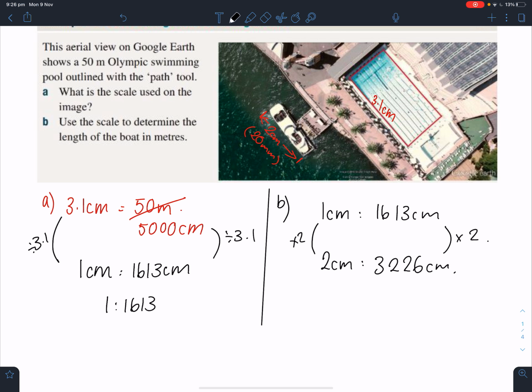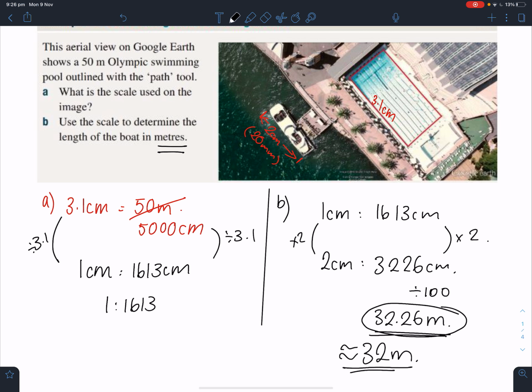So I get 3,226 centimeters. Now they want it in meters, so I'm going to have to divide by 100, and I'll get 32.26 meters. When they say they want the boat in meters, they want you to round to the nearest meter, so 32 meters. However, to be safe in an exam, particularly if I was unsure and they didn't specify whether they wanted you to round, I would always give this one as well, just in case there's a rounding error.